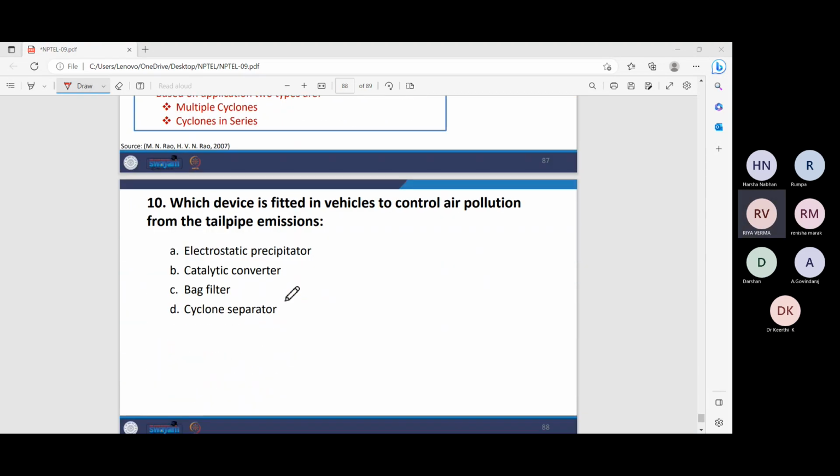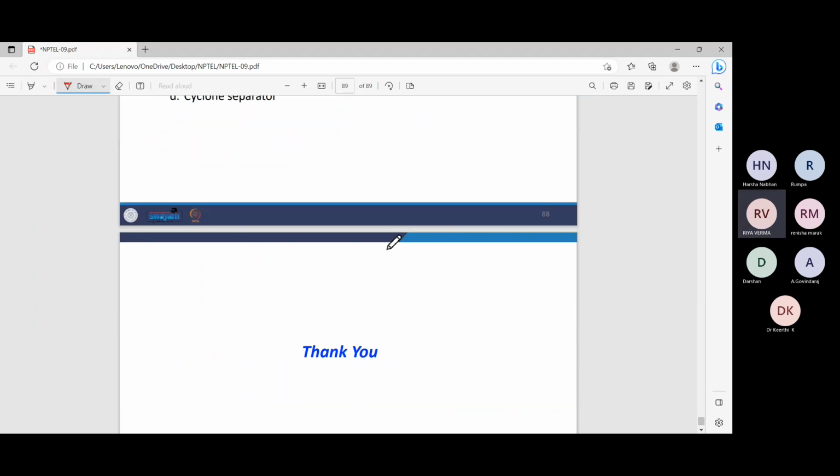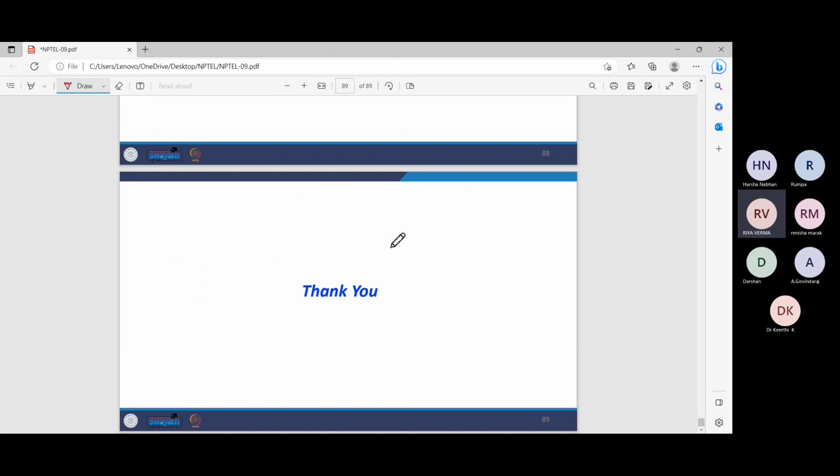Okay, so coming towards the last question, which device is fitted in vehicles to control the air pollution from the tailpipe emissions? First is electrostatic precipitator, second is catalytic converter, third is bag filter, and then we have cyclone separator. Catalytic converter. Yes, that will be catalytic converter. Okay, so that's all for the questions for the week 9 assignment.